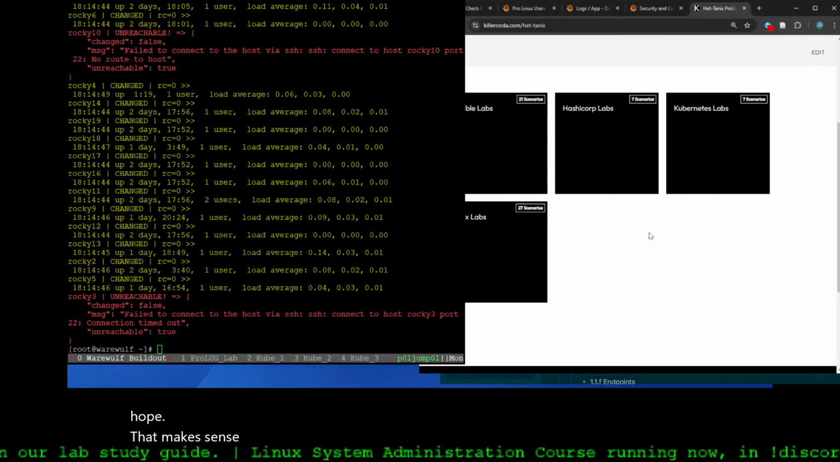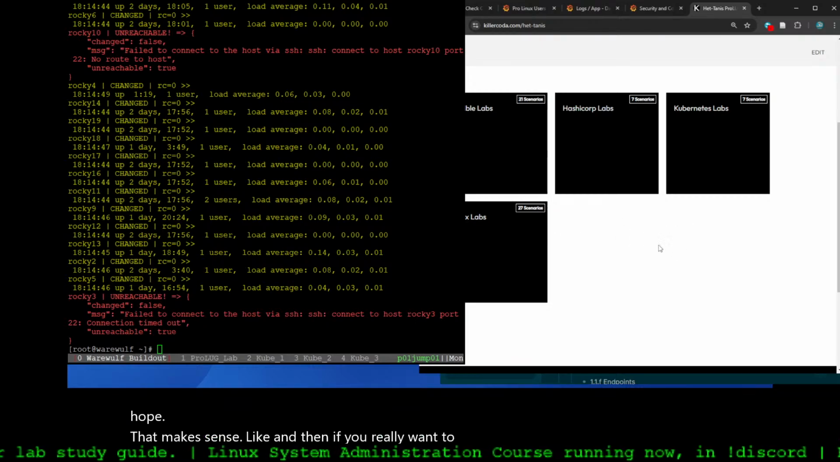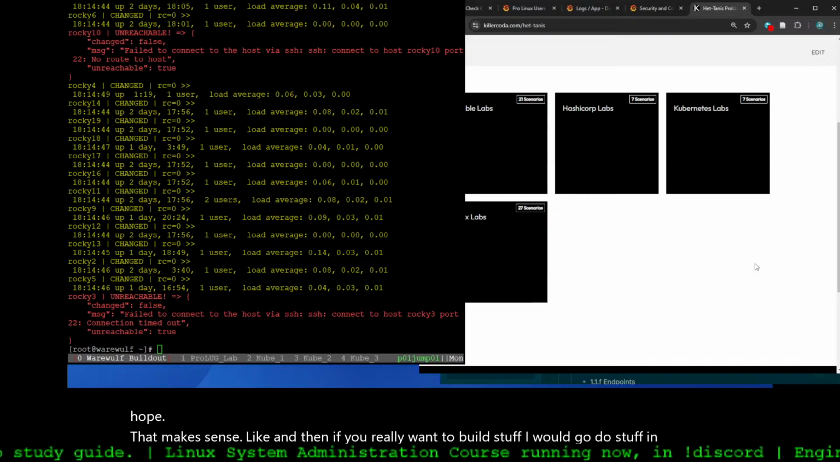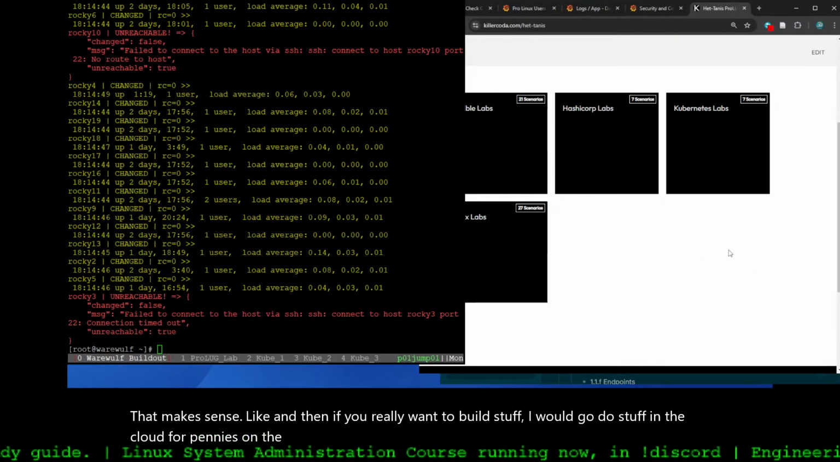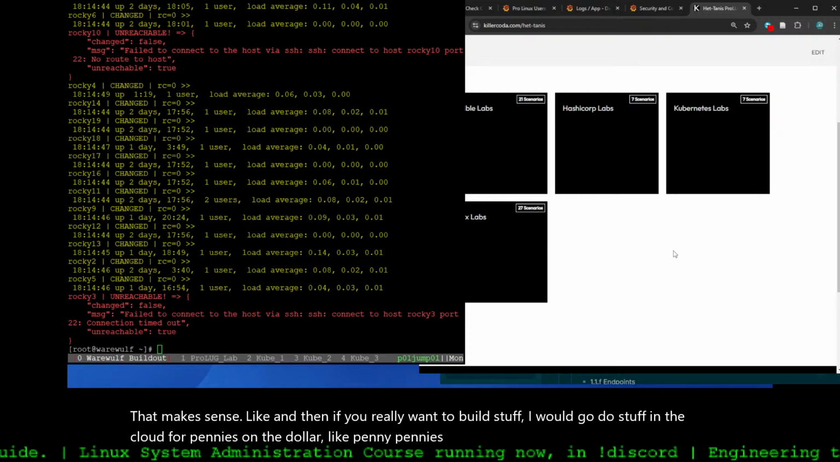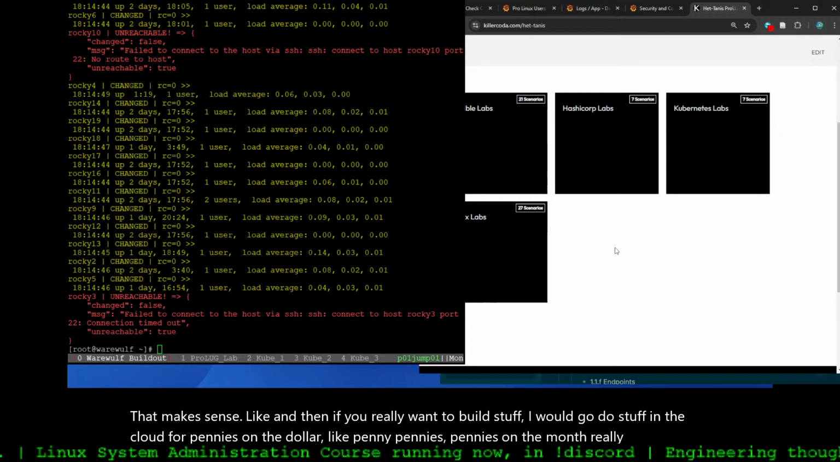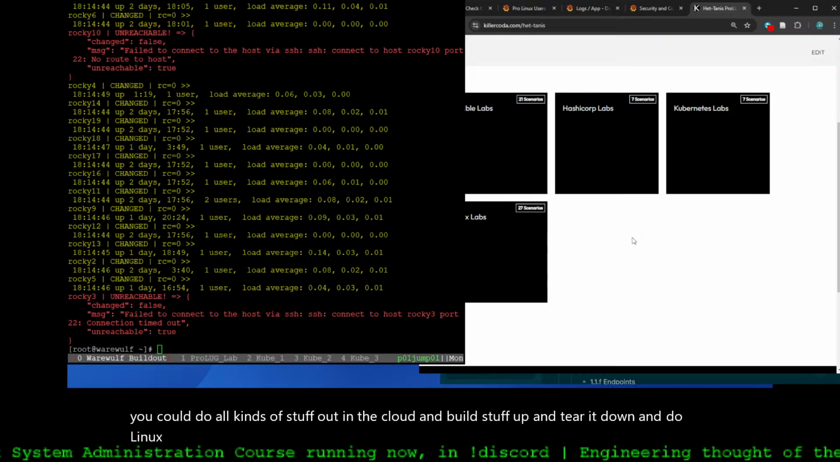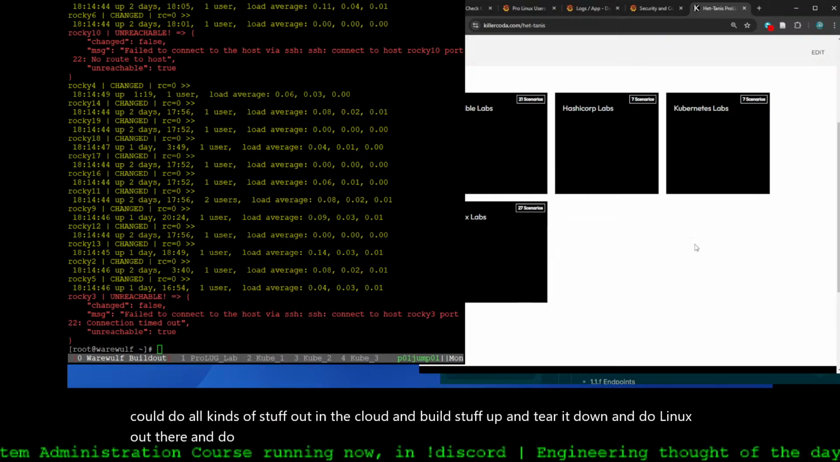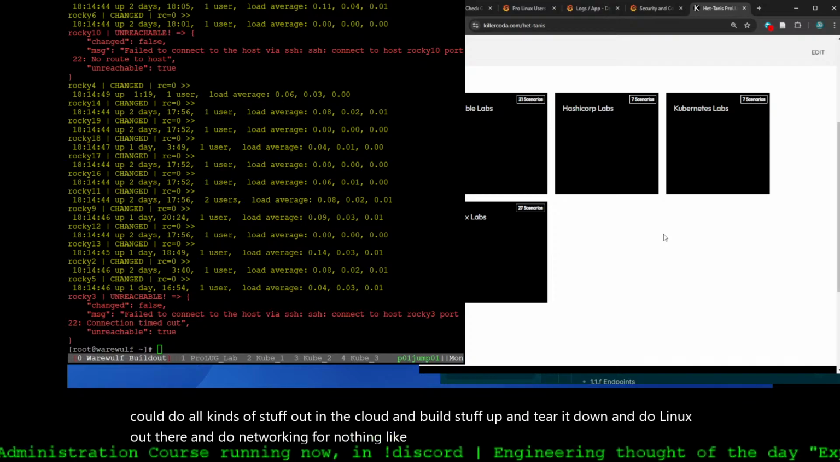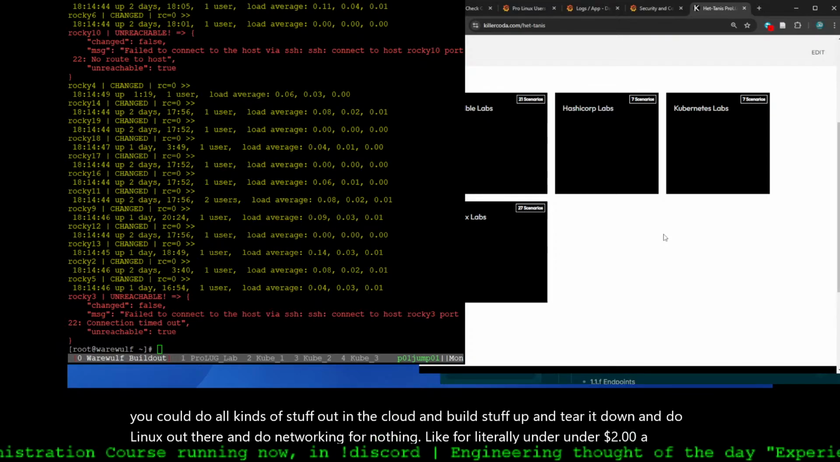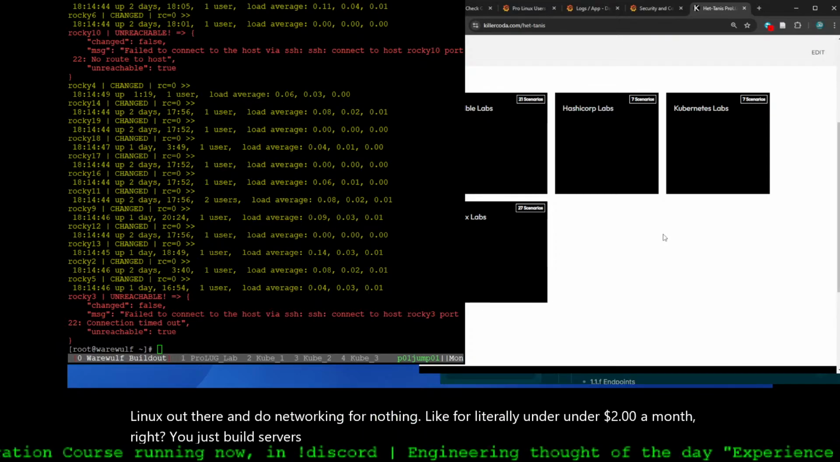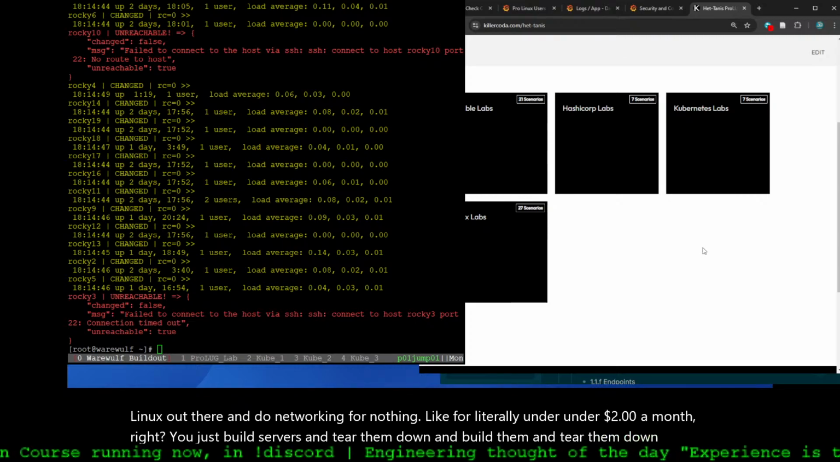And then if you really want to build stuff, I would go do stuff in the cloud for pennies on the dollar, like pennies on the month, really, because you could do all kinds of stuff out in the cloud and build stuff up and tear it down and do Linux out there and do networking for literally under $2 a month, right? You just build servers and tear them down and build them and tear them down. So that was to answer the question.